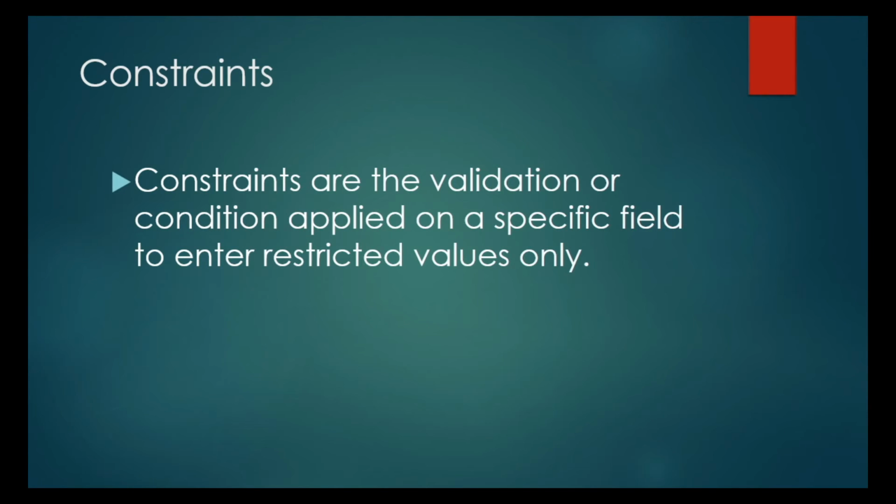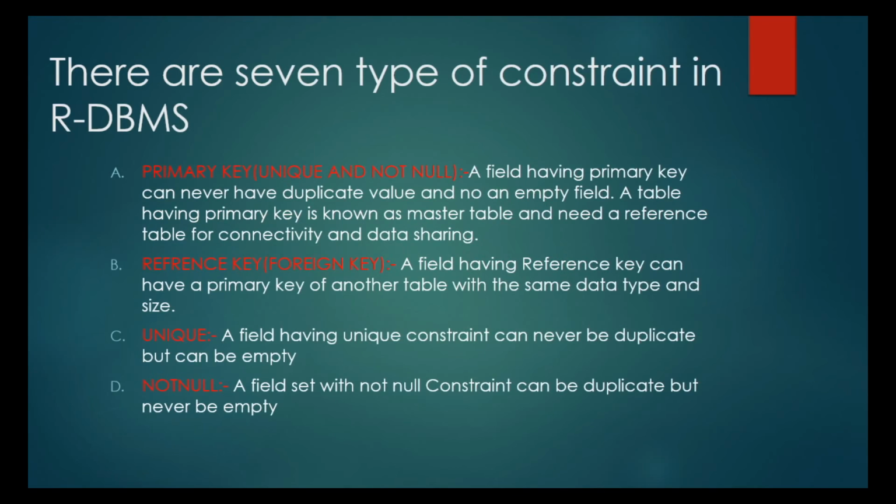Constraints. Constraints are the validation or condition applied on a specific field to enter restricted values only. There are 7 types of constraints in RDBMS. First is primary key, unique and not null. A field having a primary key can never have a duplicate value and can never be an empty field. A table having a primary key is known as a master table and needs a reference table for connectivity and data sharing.